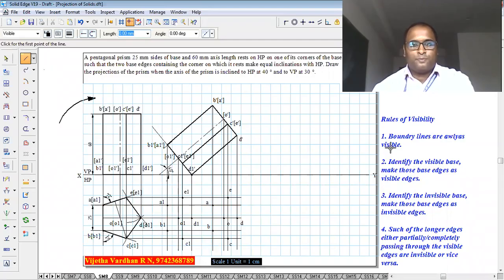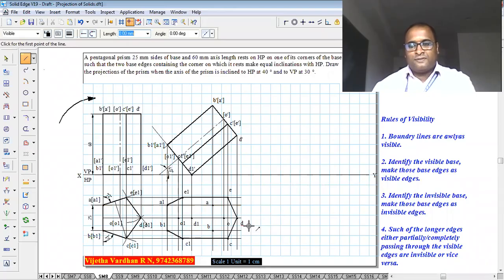The first point says that boundary lines are always visible. Now let me show you which are the boundary lines. Starting with A1 to B1, that is using HB pencils, you are supposed to darken this one. A1 to B1 followed by B1 to C1, C1 to C, C to D and D to E, followed to E1 and then connect back to A1. Now this completes the boundary line.